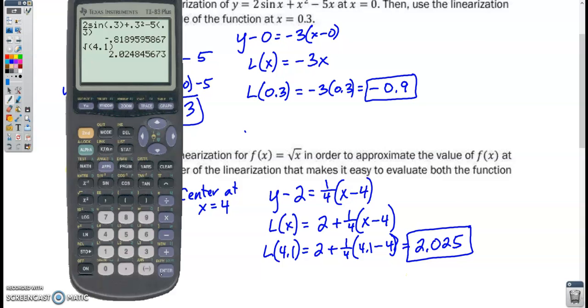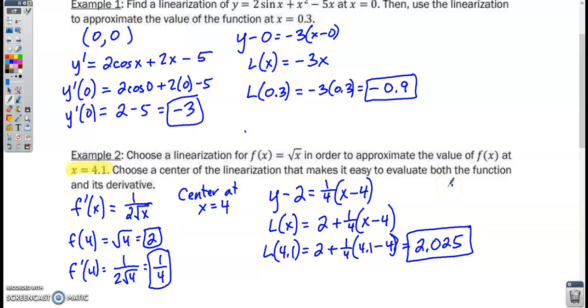I use techniques similar to this when I'm trying to estimate square roots. So it's a very effective technique, creating a linear projection between two numbers in order to approximate square roots. So that's a pretty cool application of linearization from a calculation standpoint.